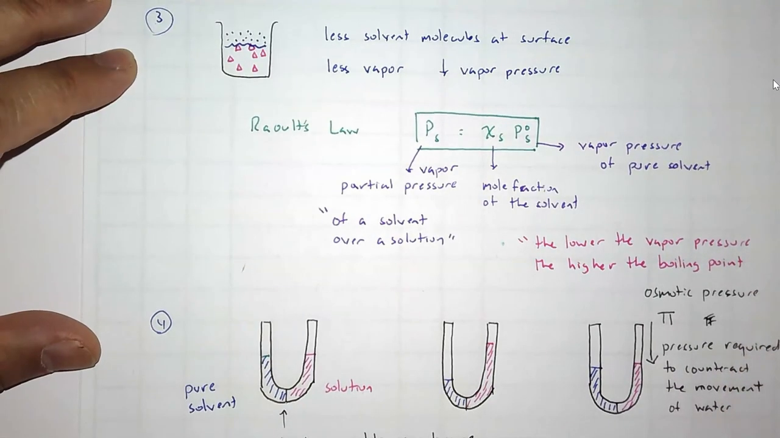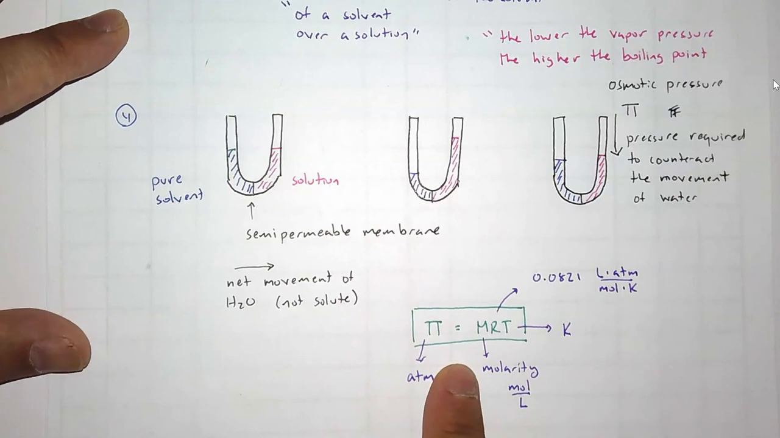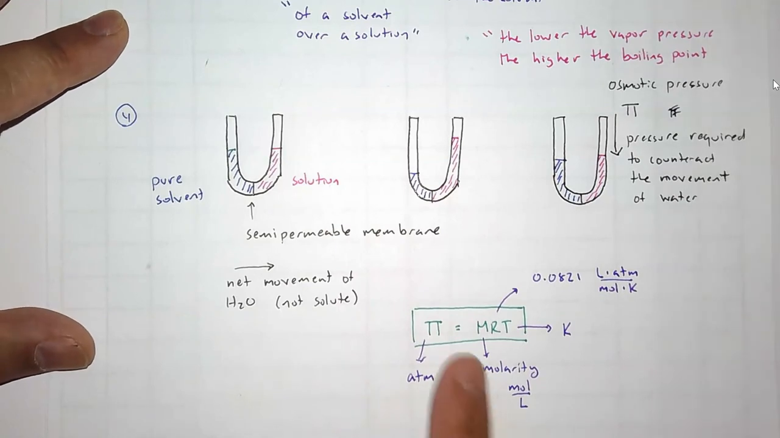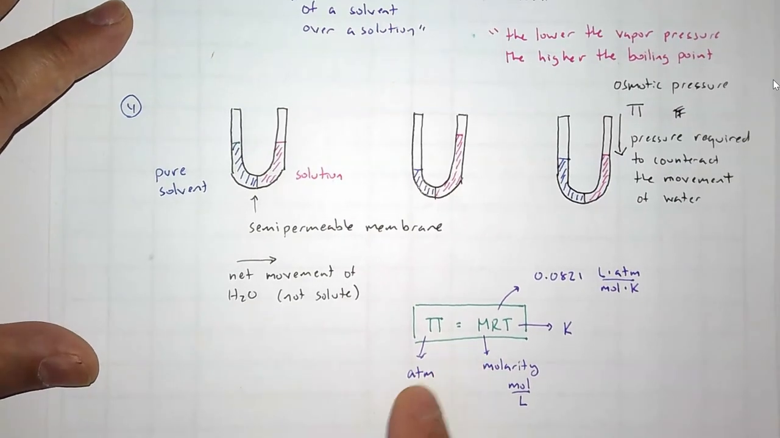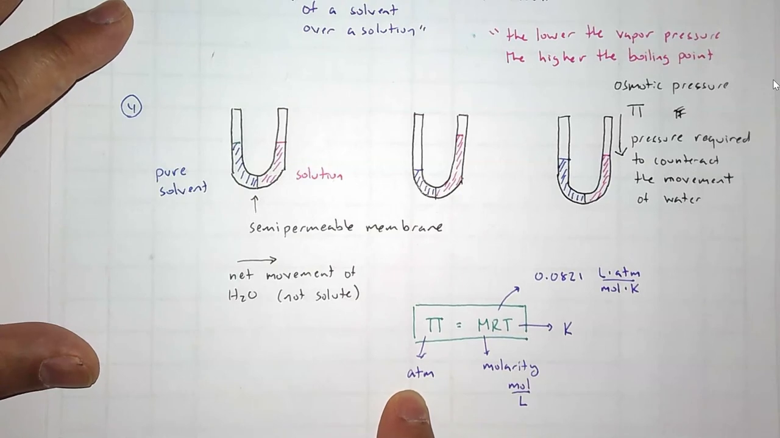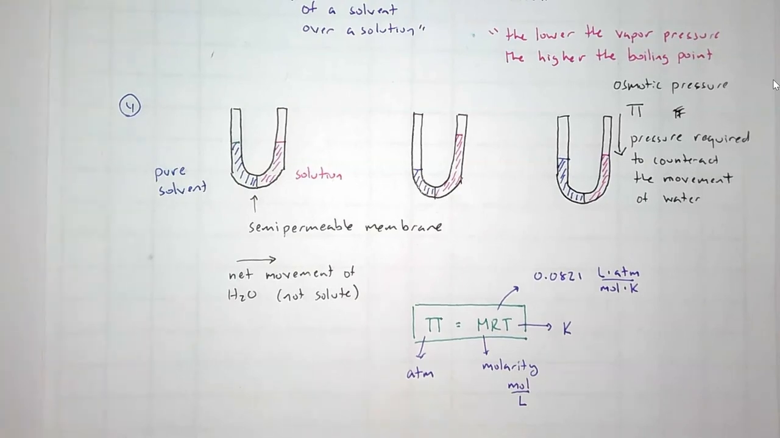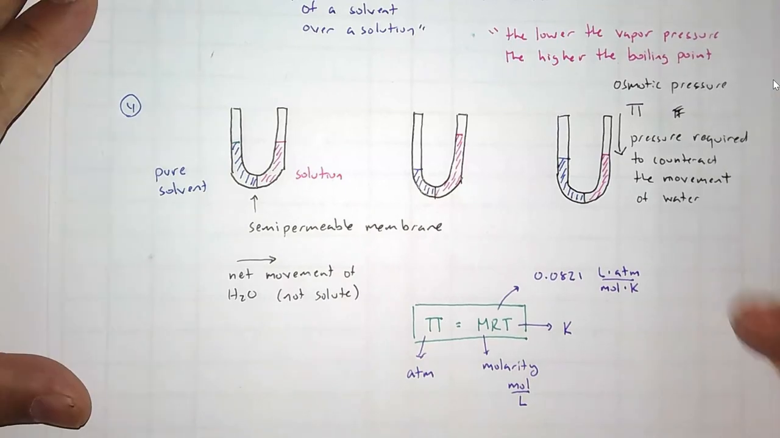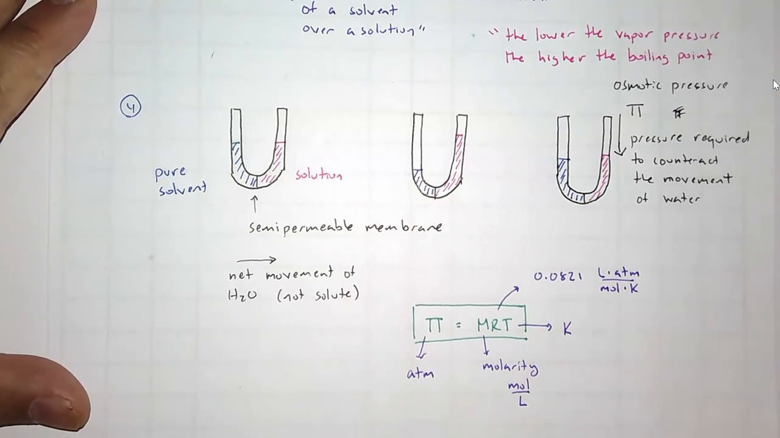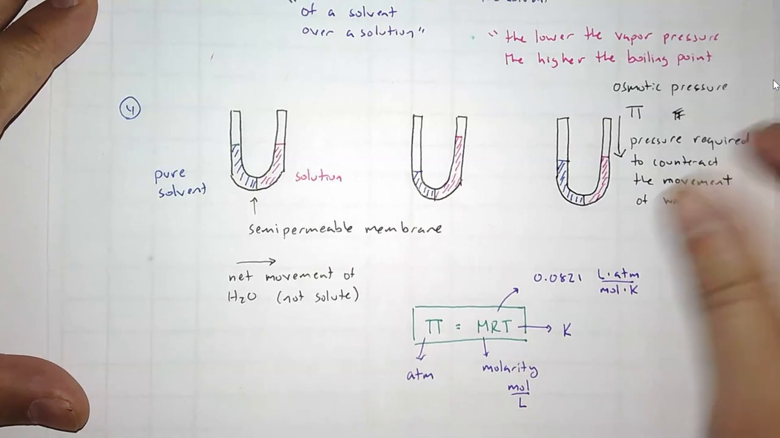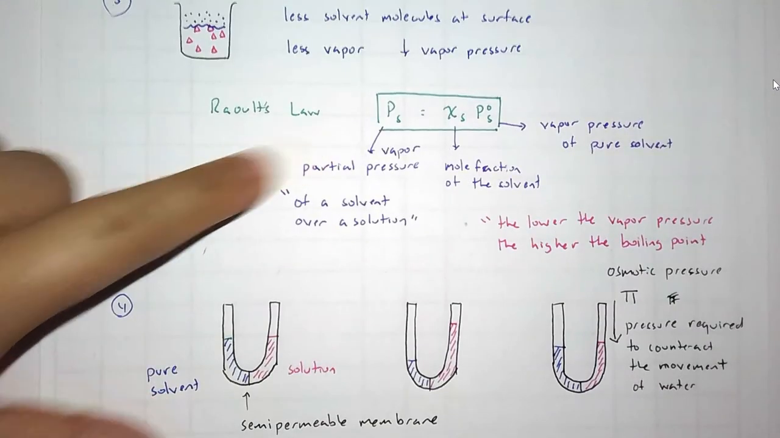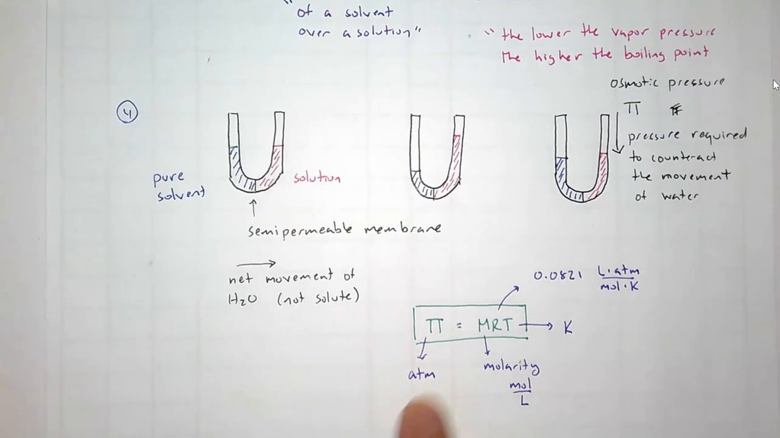Okay, that's vapor pressure lowering, and then here we have osmotic pressure raising, and the more concentrated your solution is, the larger the osmotic pressure. Why don't I prepare a couple problems where we use both of these equations, Raoult's law and the osmotic pressure equation, in another video.